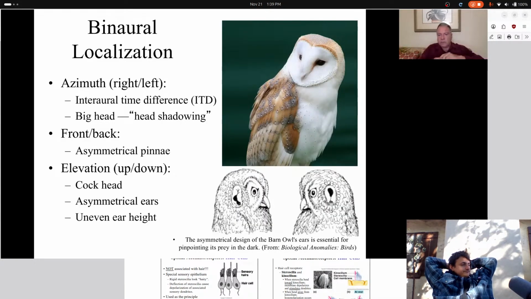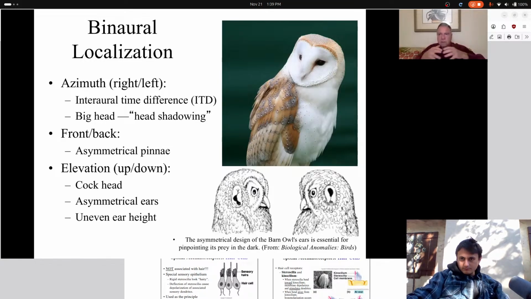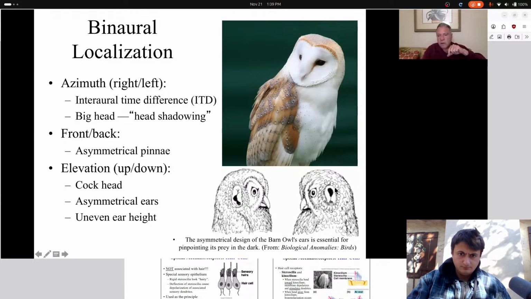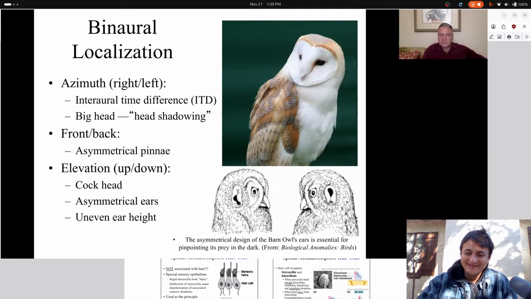Or with this barn owl, which is amazingly hunting in the middle of the night and finding a mouse buried in the grass, it actually has asymmetrical ears. So you look at one side of its head, the ear is down here, the other side is up here. And so automatically it has this interaural time difference where it can tell in three dimensions what direction the sound is coming from. Wait, really? That's weird. That's cool.